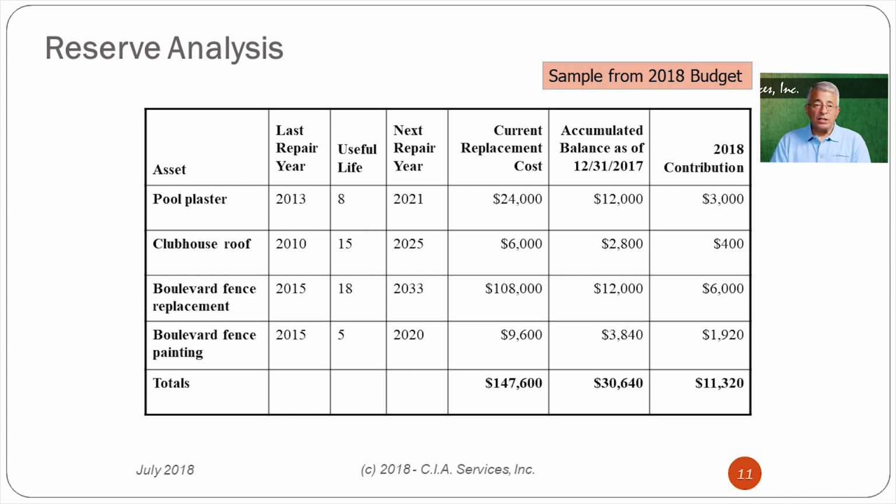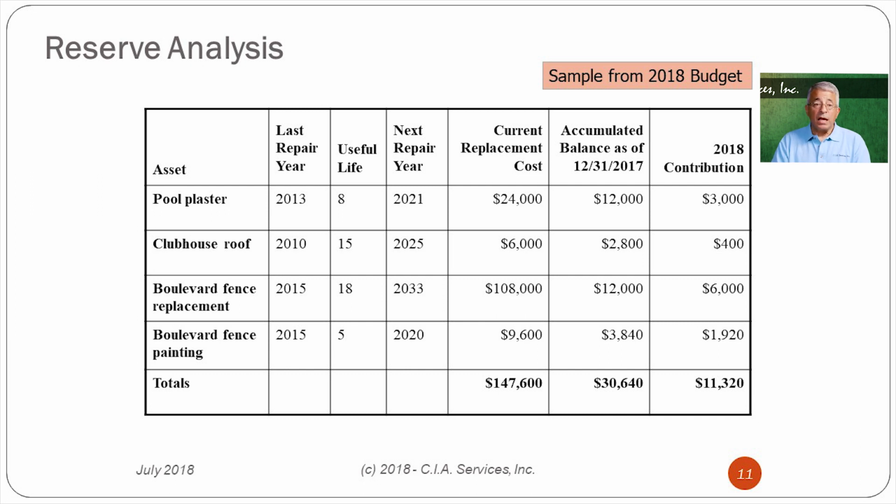What you do on this analysis is ask, when was the last time this plaster was new? 2013. What's the useful life of this plaster? How long will plaster last? 8 years. So if it was new in 2013, it lasts 8 years. In 2021 is when we should expect we're going to have to replaster the pool. It costs today $24,000 to replaster the pool. So that means we're kind of halfway through the life now, so we should have sitting in the bank $12,000. In addition, if we're going to reach our goal to have $24,000 after 8 years, in our next budget year, we need to set aside another $3,000.